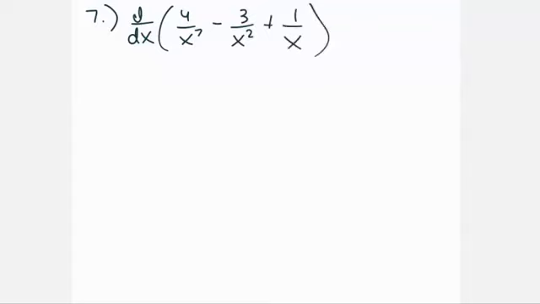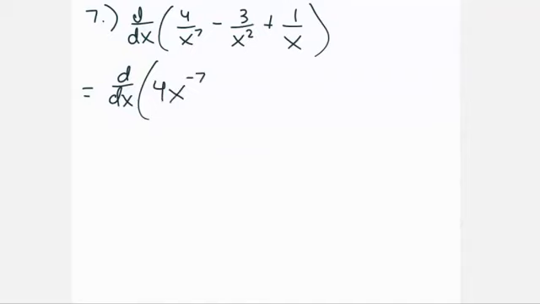All right, number 7 goes back to just taking the derivative of individual terms. So the first thing I want to do is rewrite it. Way easier to see power rule if you have them all written as something to a power.